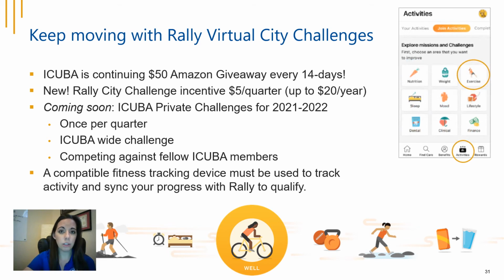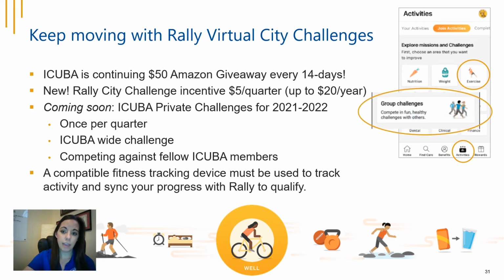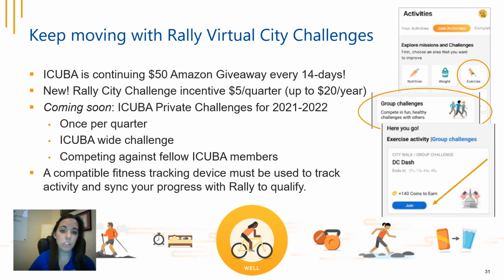So just to give you a little sneak peek on how you can join these city challenges, under the activities in the app, you can click on activities and then the exercise button. And then from there, you will select group challenges. And then you can choose which city challenge you'd like to join. This shows the DC dash. You would just click join. They're done by a certain number of days, and it'll show the amount of completion that you still have the opportunity to get those milestones in.